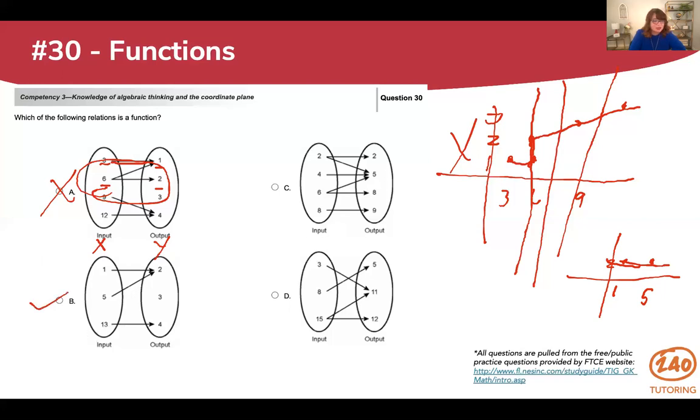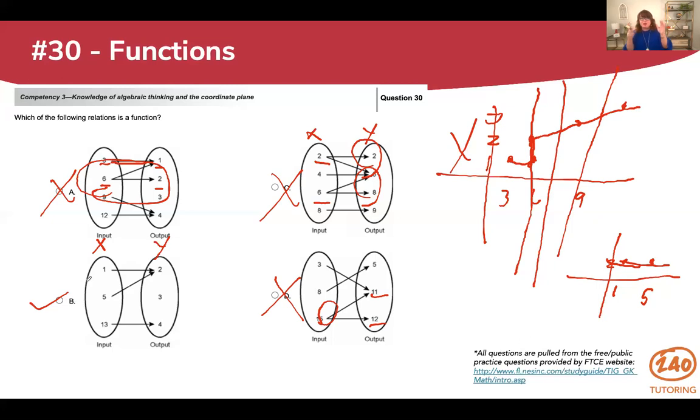Let's look at why C and D are not. So here we have our x value, here we have our y. We have two y values right here, and we have two y values for the 2 and the 6. So this cannot be a function. It would not pass the vertical line test because we would have two dots on that same point. So D, 3 has one y value, 6 has one y value, but 15 has two y values, so that cannot be correct. So the correct answer here is B.